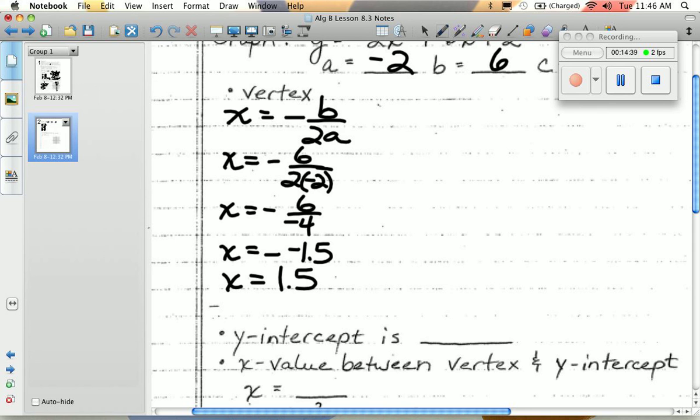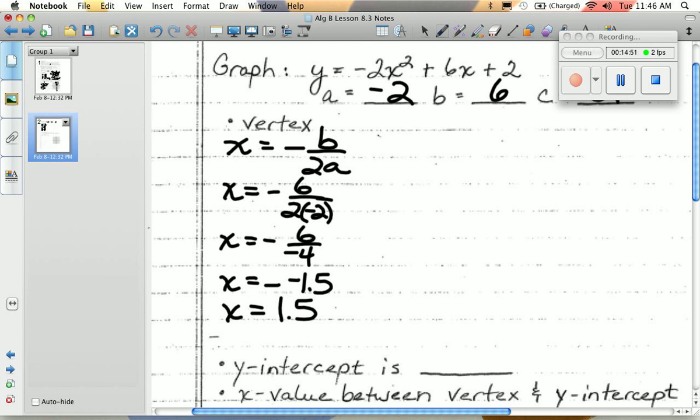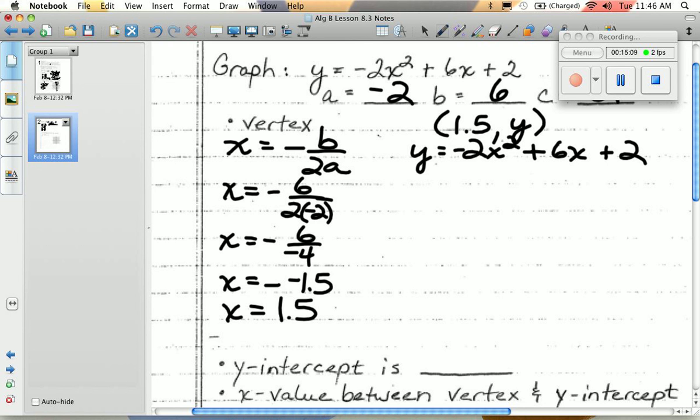Can the vertex have a non-integer value for x? Absolutely it can. When we were learning how to define the vertex, I was just nice and found problems where they turned out to be integers. Now that we know the x value is 1.5, we need to find the y value. I'm going to write down my equation first so I can substitute into it, and now we'll substitute.